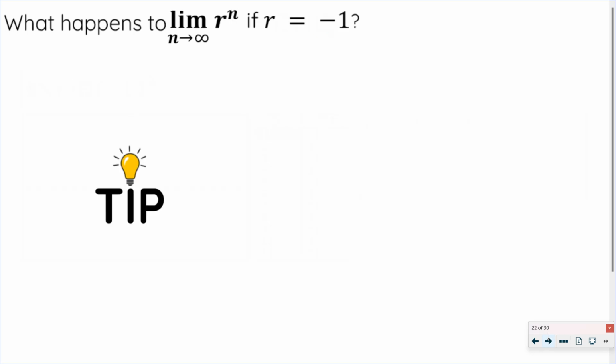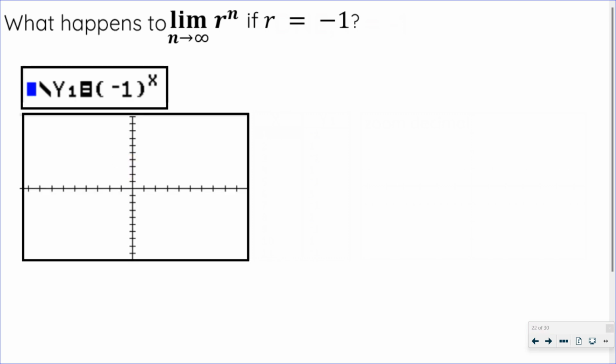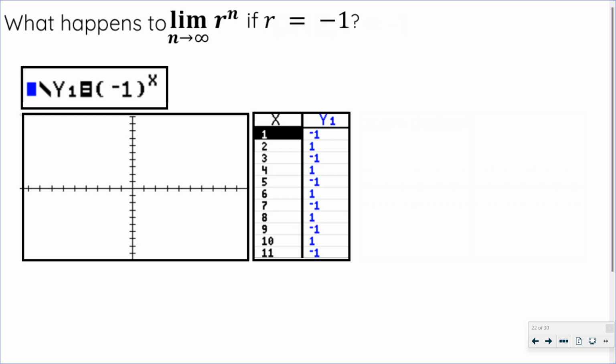Well, what about when the base is negative 1? Let's look at that. If I have the limit as n approaches infinity of r to the n, where again I have a negative base, I'm going to go to my graphing calculator. I put in negative 1 to the x. I press graph, and I don't get anything. Why is that? Let's go to our table of values. You can see the value of x changes the value of y. It's oscillating between negative 1 and positive 1.